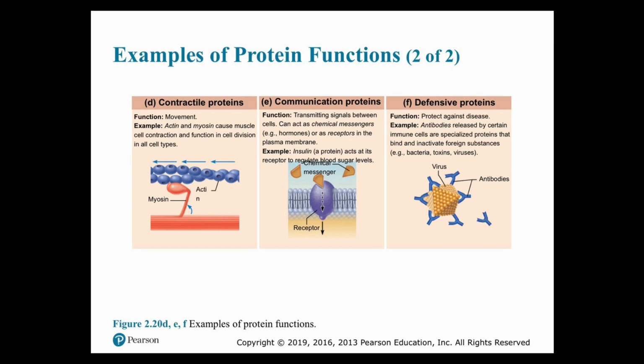And the last category seen here is the defensive proteins. So they protect the body against disease. An example are the antibodies that are released by B cells. They're a component of the immune system, and they bind and inactivate foreign substances. So they can bind bacteria, toxins, or in this case, a virus.